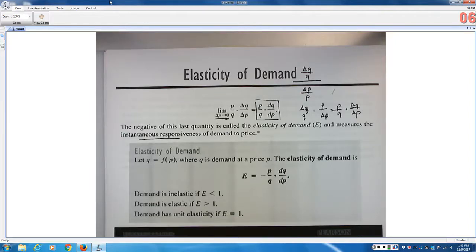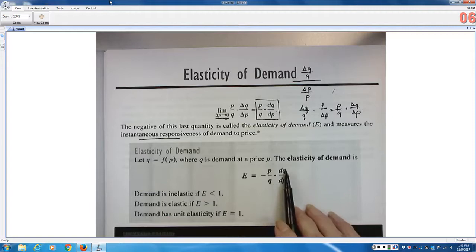So in order to calculate E, the elasticity of demand, you simply take the negative of the price over the quantity times the derivative of quantity with respect to price. Because when you take the limit, what you're doing is you're taking the derivative.